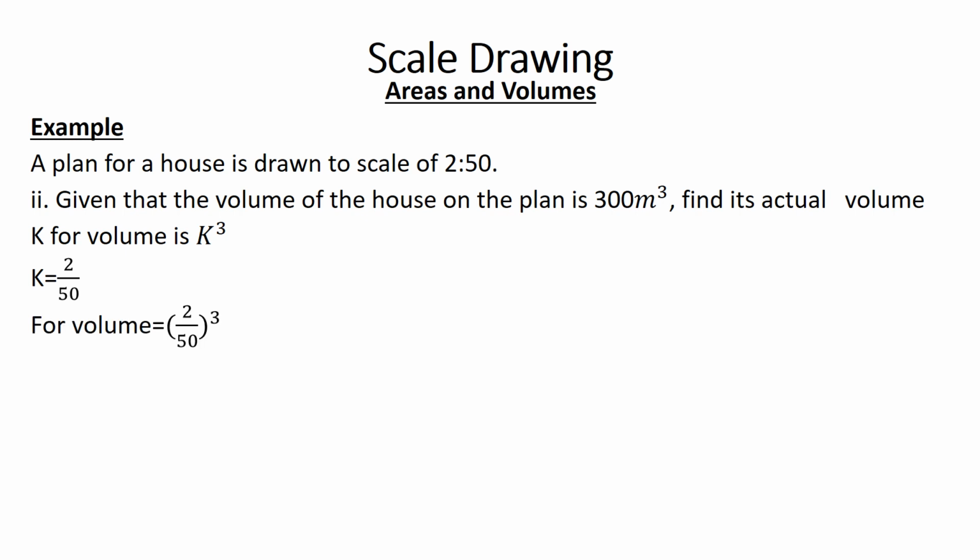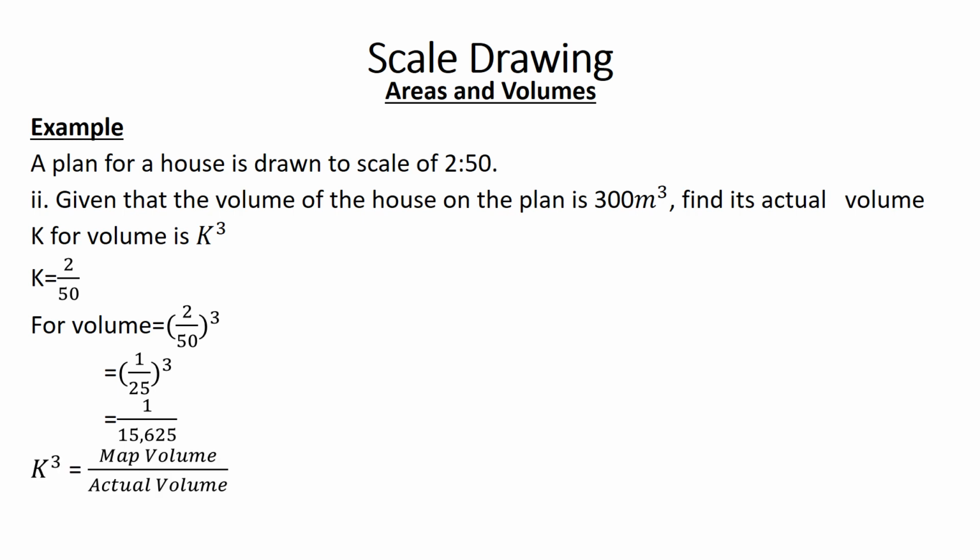So for volumes, like I've said, we're going to cube 2 over 50, and it is advisable to reduce the scale factor first. If we reduce the scale factor, it's going to be 1 over 25 power 3. So 1 power 3 is 1, 25 power 3 is going to be 15,625. So this is the K we're going to use for volumes.